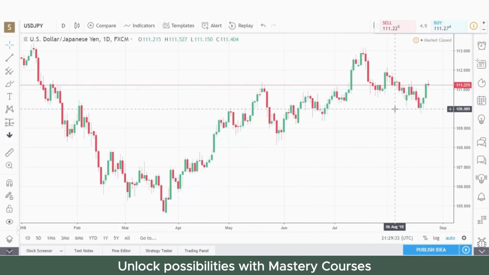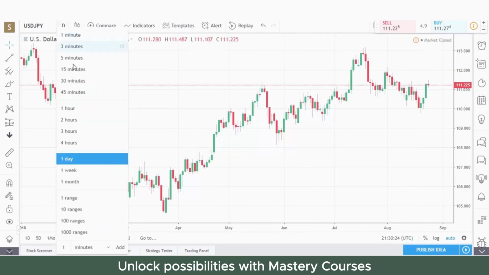We seem to have some support around 110. We had price action around this level in February, again in May, and in June. And the pair has bounced off of this level again in mid-August. So we have a fairly neutral stance with 110 being something of a support level.